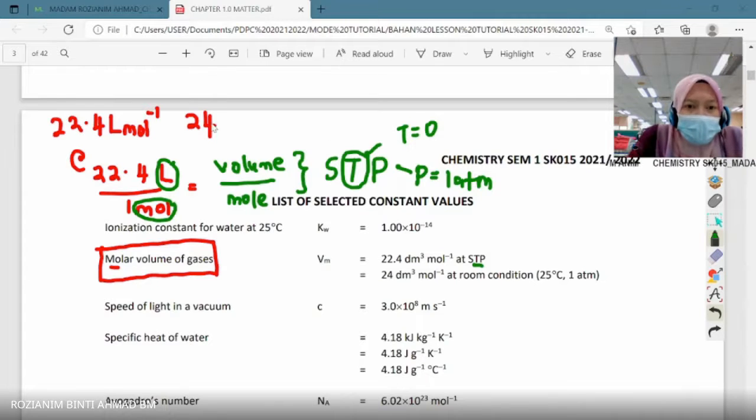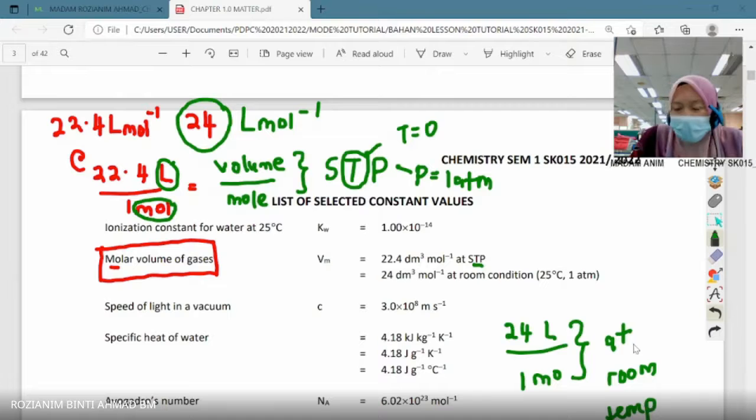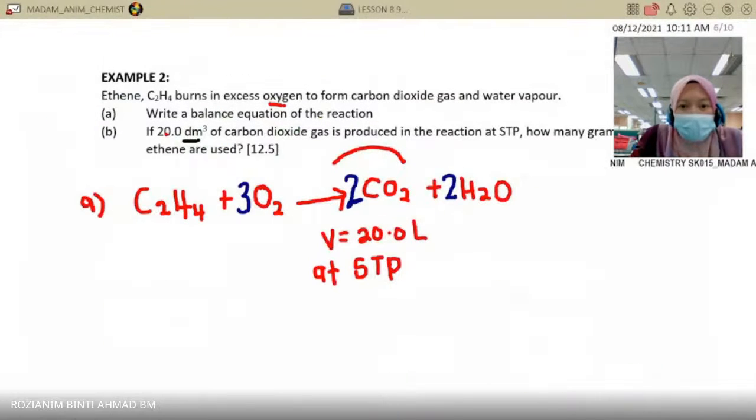But we have another data, 24 dm cube per mole or liter per mole. What does it mean? We can rewrite it as 24 liter per 1 mole. But this data is collected at room temperature. What does room temperature mean? Here you see room condition. The temperature is 25, pressure is 1 atm. So the molar volume value we refer to is 24.